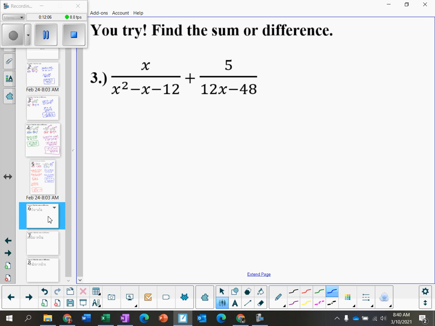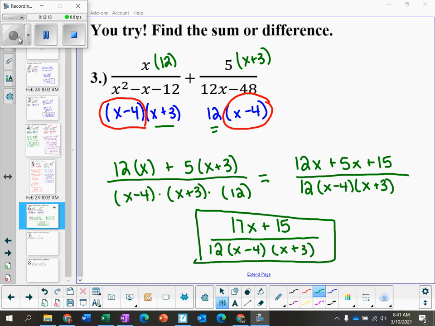All right, so you go ahead and try this one, pause it, and I will show the answer. All right, so on this one, our first denominator factored to x minus 4 times x plus 3, the second to 12 times x minus 4, so x minus 4 was in common. The first fraction got multiplied by 12, the second by x plus 3. So we end up with 17x plus 15 over 12 times x minus 4 times x plus 3.